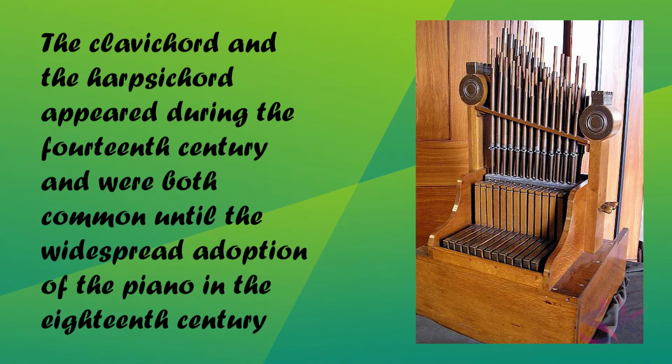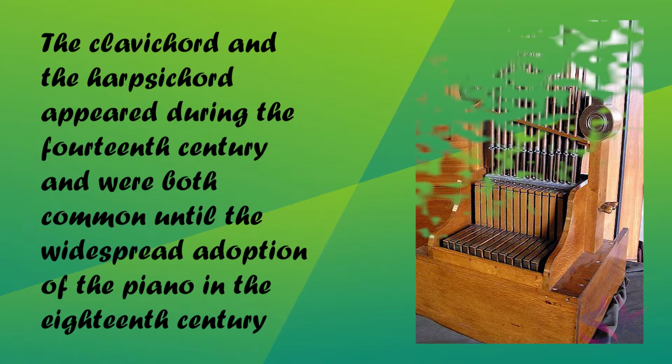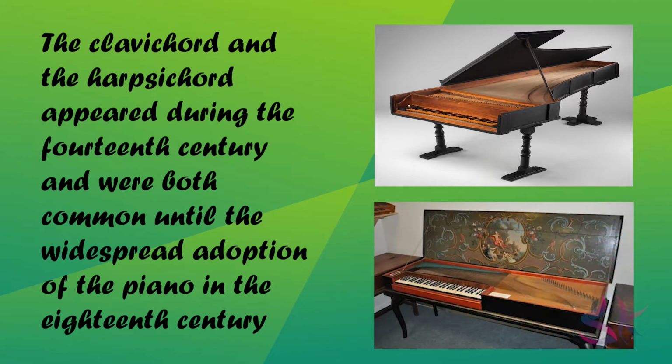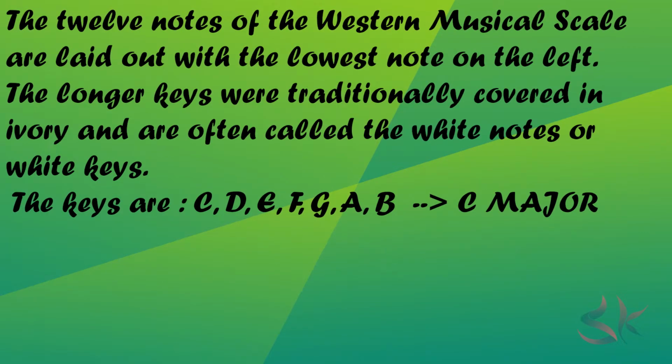The clavichord and the harpsichord appeared during the 14th century and were both common until the widespread adoption of the piano in the 18th century, after which their popularity decreased. The piano was revolutionary because a pianist could vary the volume of the sound by varying the vigor with which each key was struck. The 12 notes of the Western musical scale are laid out with the lowest note on the left.